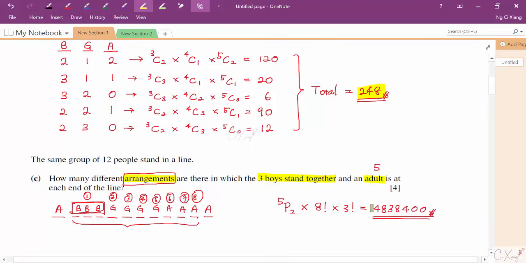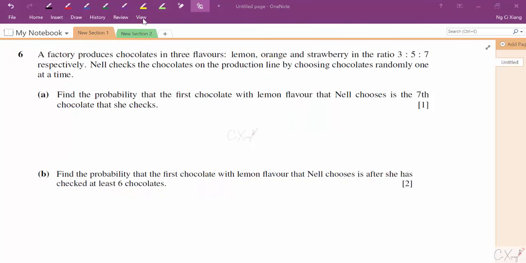Okay, so this is the answer for our question number 5, part C. So the last question for this paper. There's a factory that produces chocolate in 3 flavors. We have lemon, orange, and strawberry in the ratio 3 to 5 to 7 respectively.